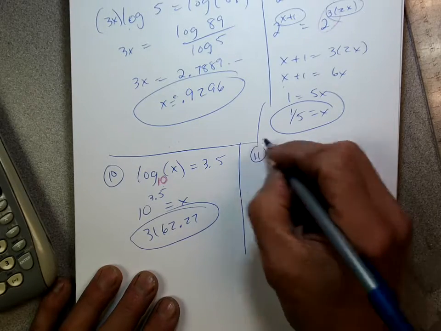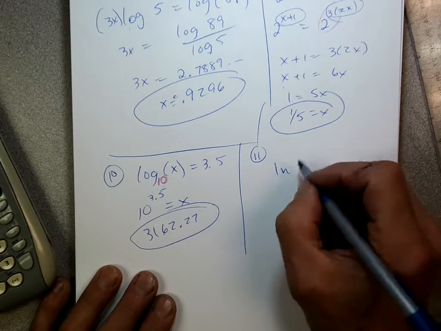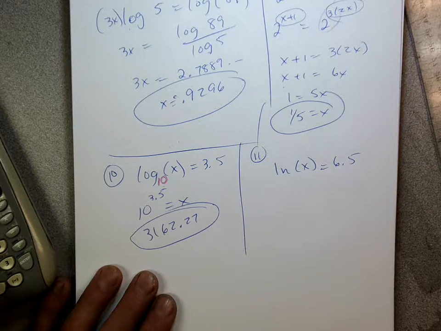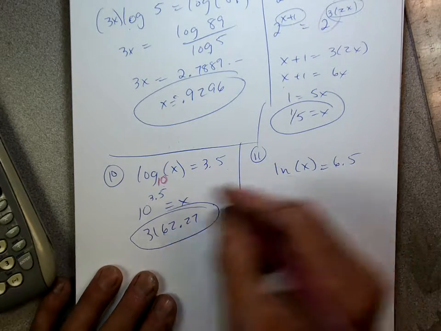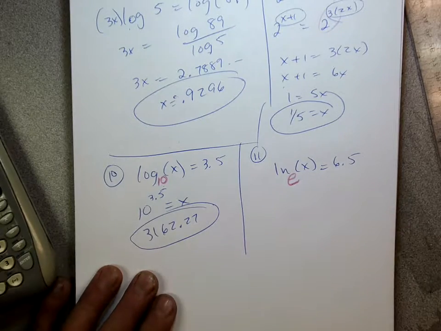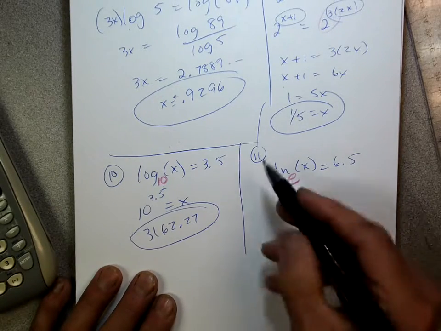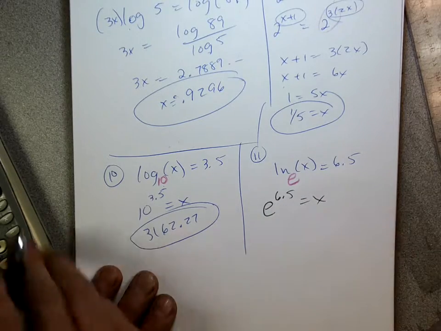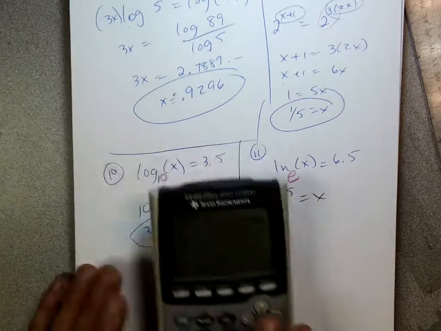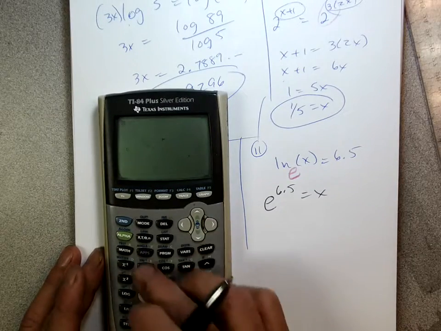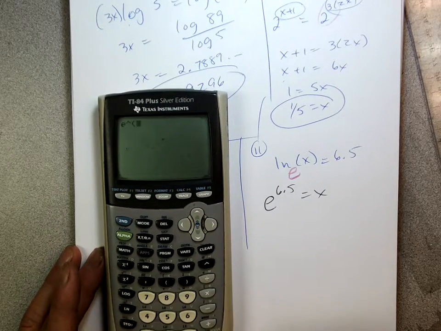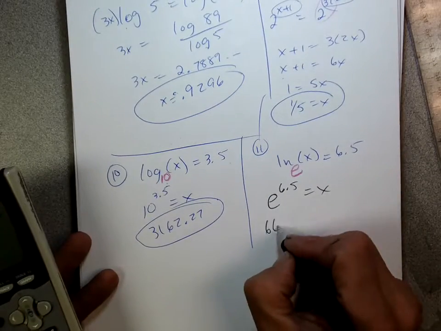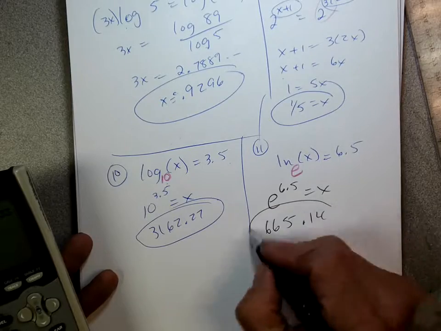11 works the same way. ln of x equals 6.5. Again, there is a hidden base. It's base e. It's hiding right in there. So we'll go e to the 6.5 equals x. What is e to the 6.5? I don't know. Let's check it out. e to the 6.5, and it's a pretty big number, 665.14.